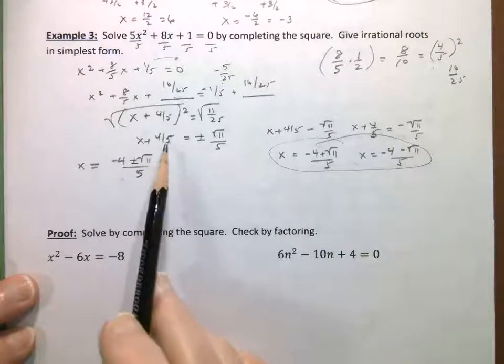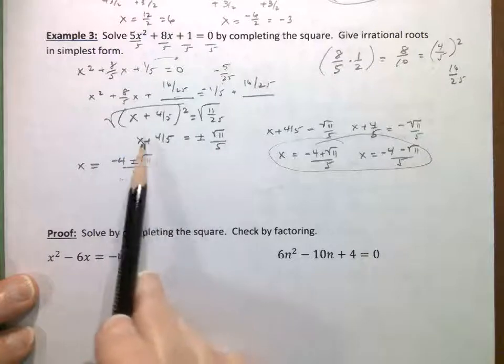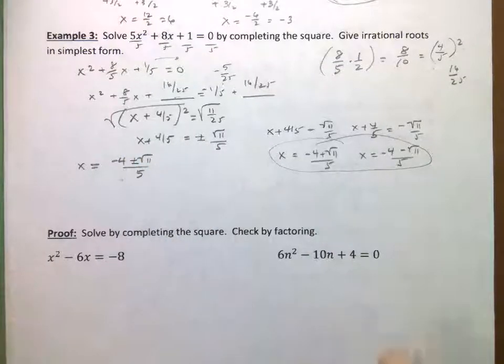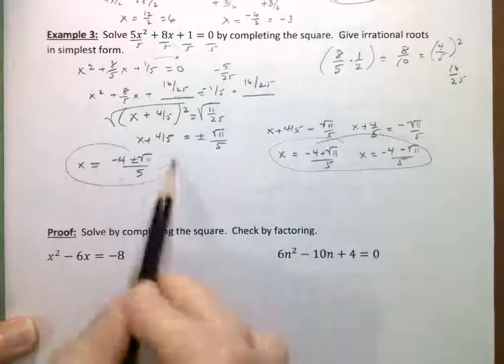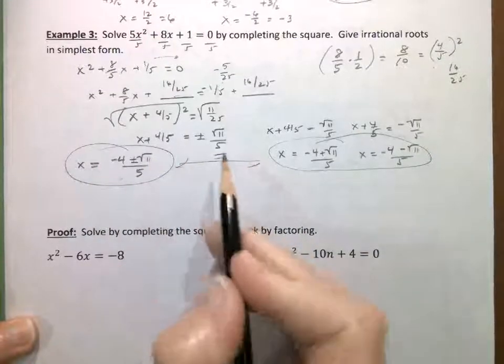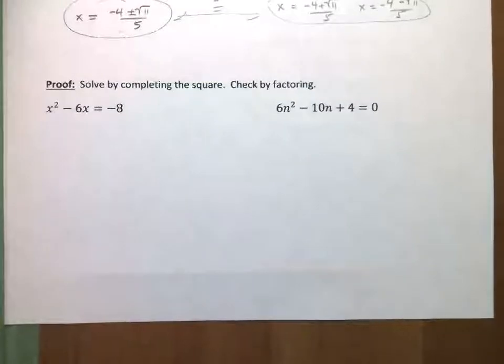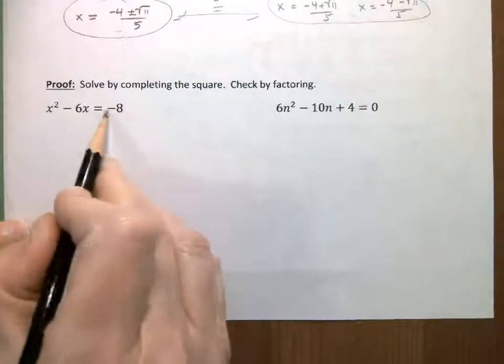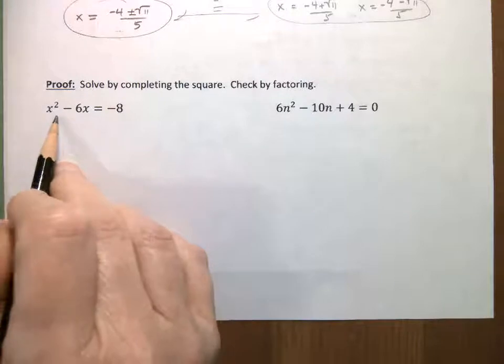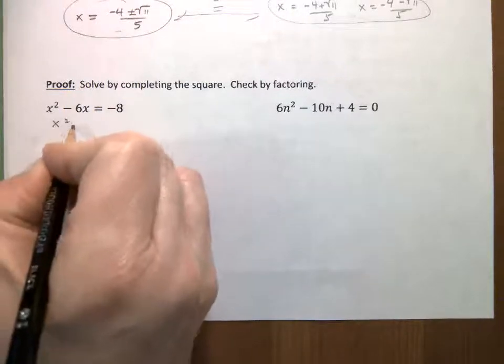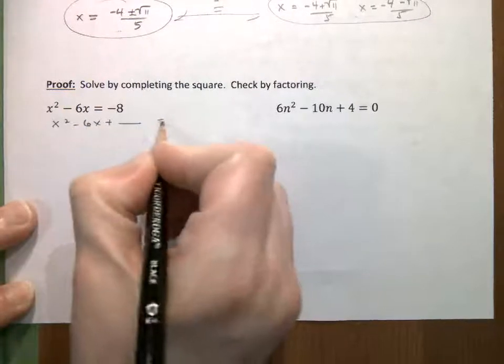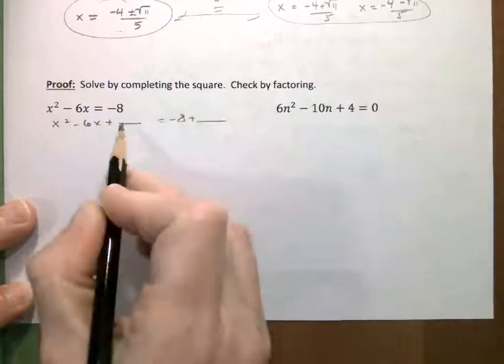Okay, as long as it's like this and you just equal to plus or minus. Okay, so either one of these is correct. All right, so let's look at our proof. Solve by completing the square and check by factoring. Now they've already moved this one over for us, okay? So we need to figure out what we're going to add to this side to make a perfect square.